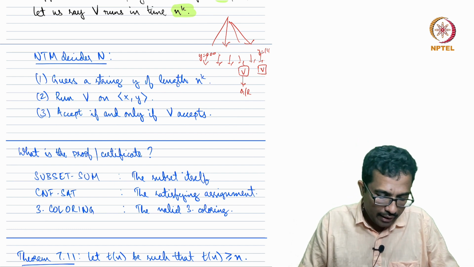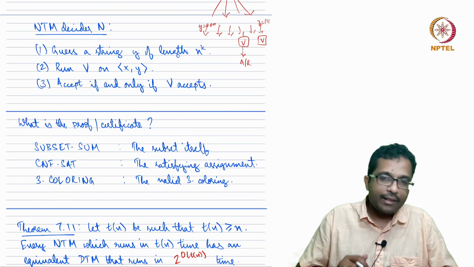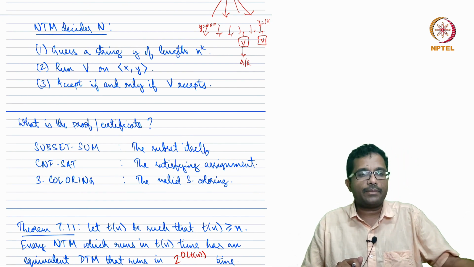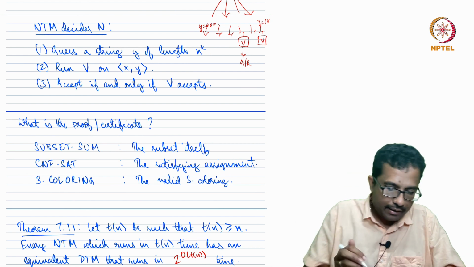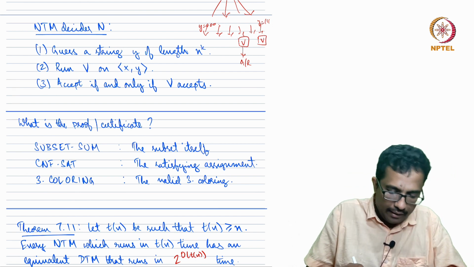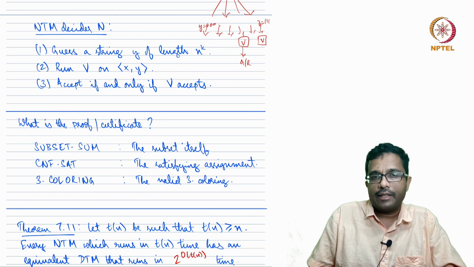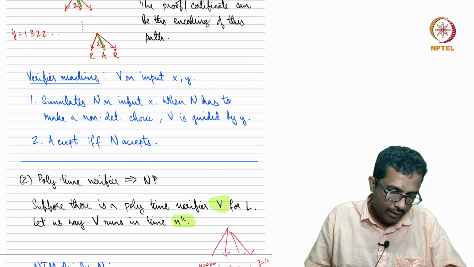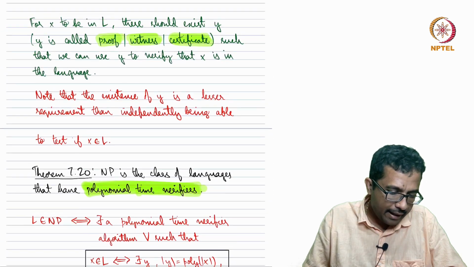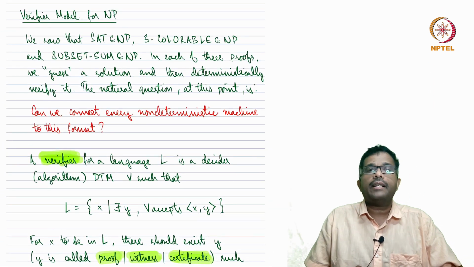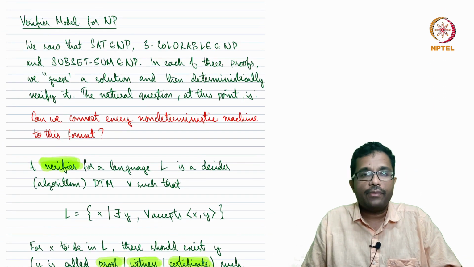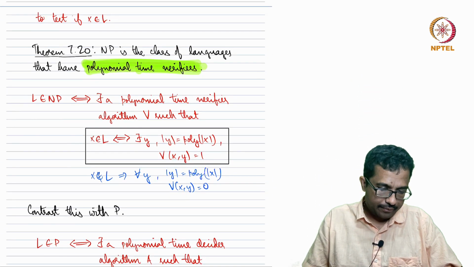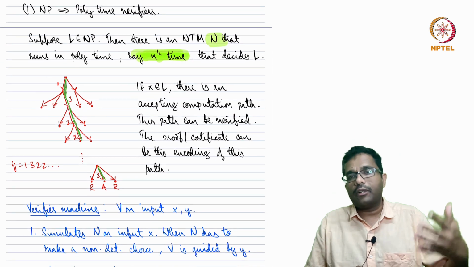The proof here is quite straightforward. In the case of subset sum, it is the subset that adds to the target sum. In the case of CNF SAT, it is a satisfying assignment. In the case of 3 coloring, it's the proper 3 coloring. So that completes the characterization of NP: NP is a class of languages that have polynomial time verifiers. This is another way to think of NP.